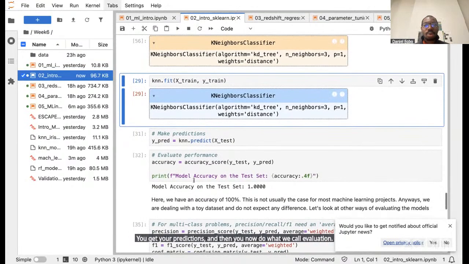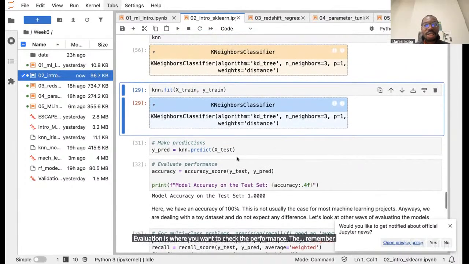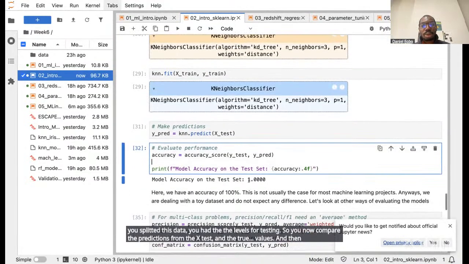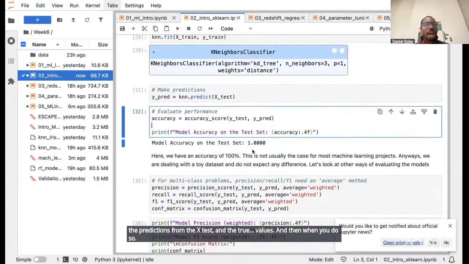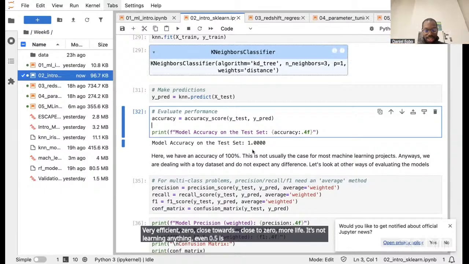Evaluation is where you want to check the performance. Remember when you split this data, you had the labels for testing. So you now compare the predictions from the X test and the true values. When you do so, you should have values ranging from 0 to 1, where 1 is very efficient, and close to 0 is more like it's not learning anything. Even 0.5 is not really learning anything, it's just where it is.